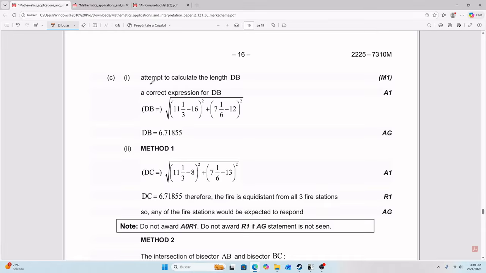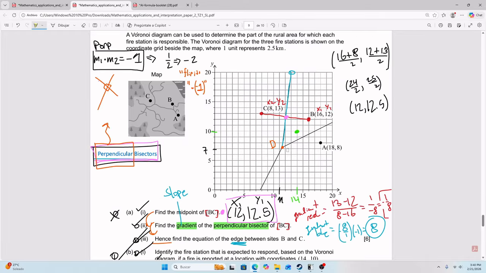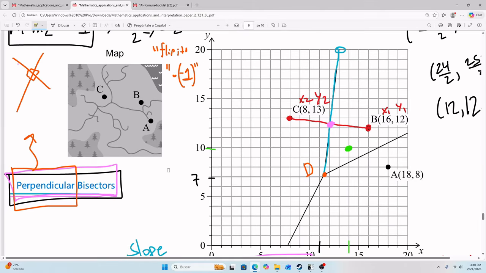And clearly, just attempting to calculate the length of DB is essentially what we're going for here. And then for part C II, we have show that any of the 3 fire stations would be expected to respond to the fire reported at D. So the first question we have to answer is, why would any of the 3 be expected to respond? Well, because this point in orange, as you can see, is right in the intersection of all 3 perpendicular bisectors. So if it is in the intersection of all 3 perpendicular bisectors, then all 3 are at an equal distance to be able to respond.